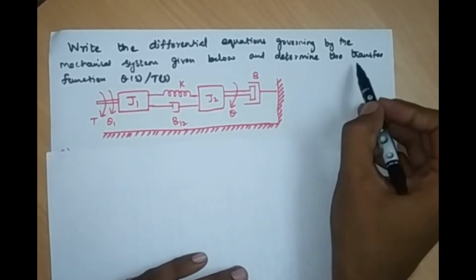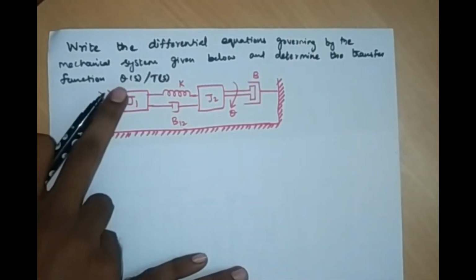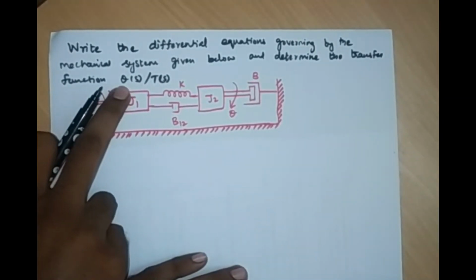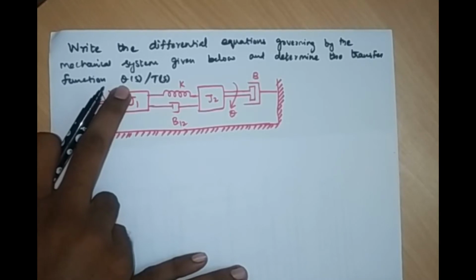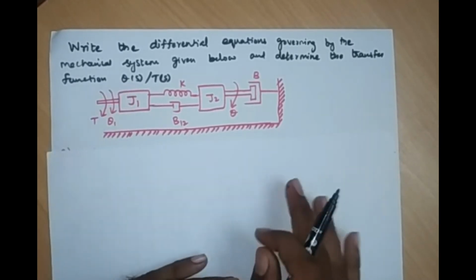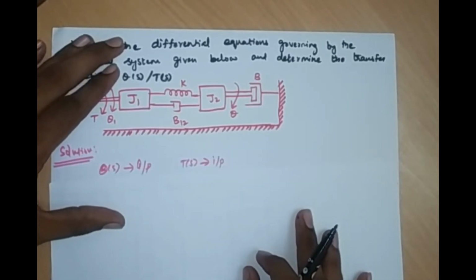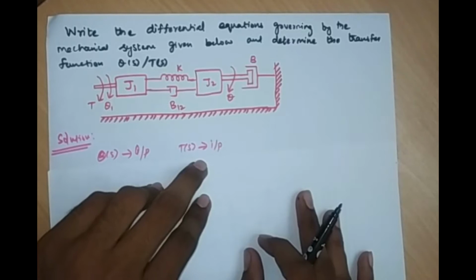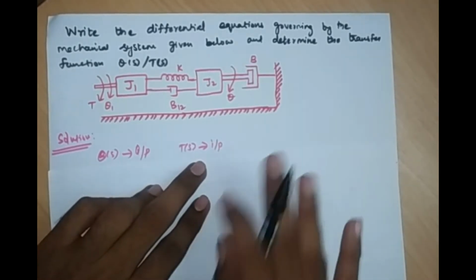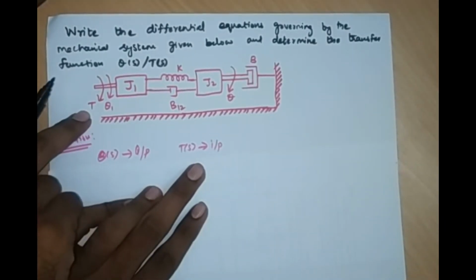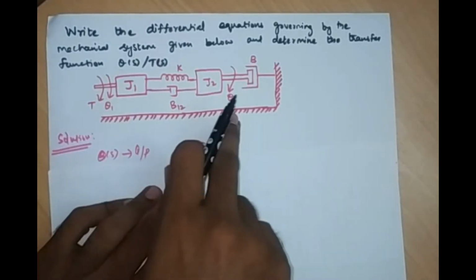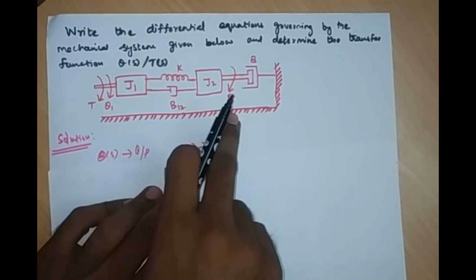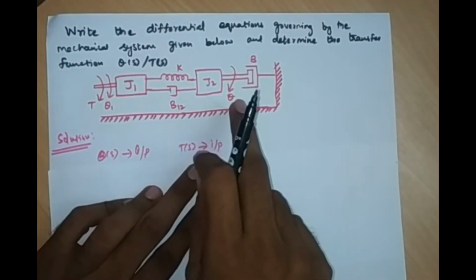They are asking for the transfer function, theta of s divided by T of s. What it means is the output is nothing but theta of s, and the input is nothing but T of s. So this is the input we are applying, and this is the place where we are getting the output, the output angular displacement.